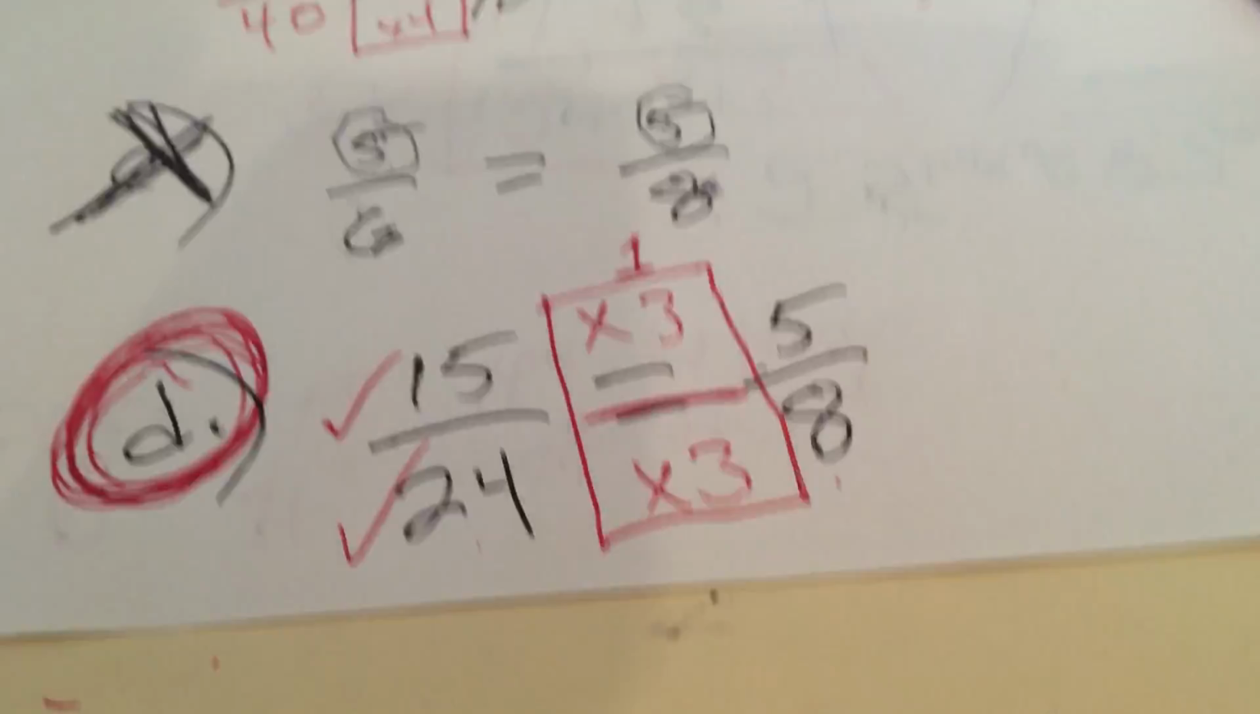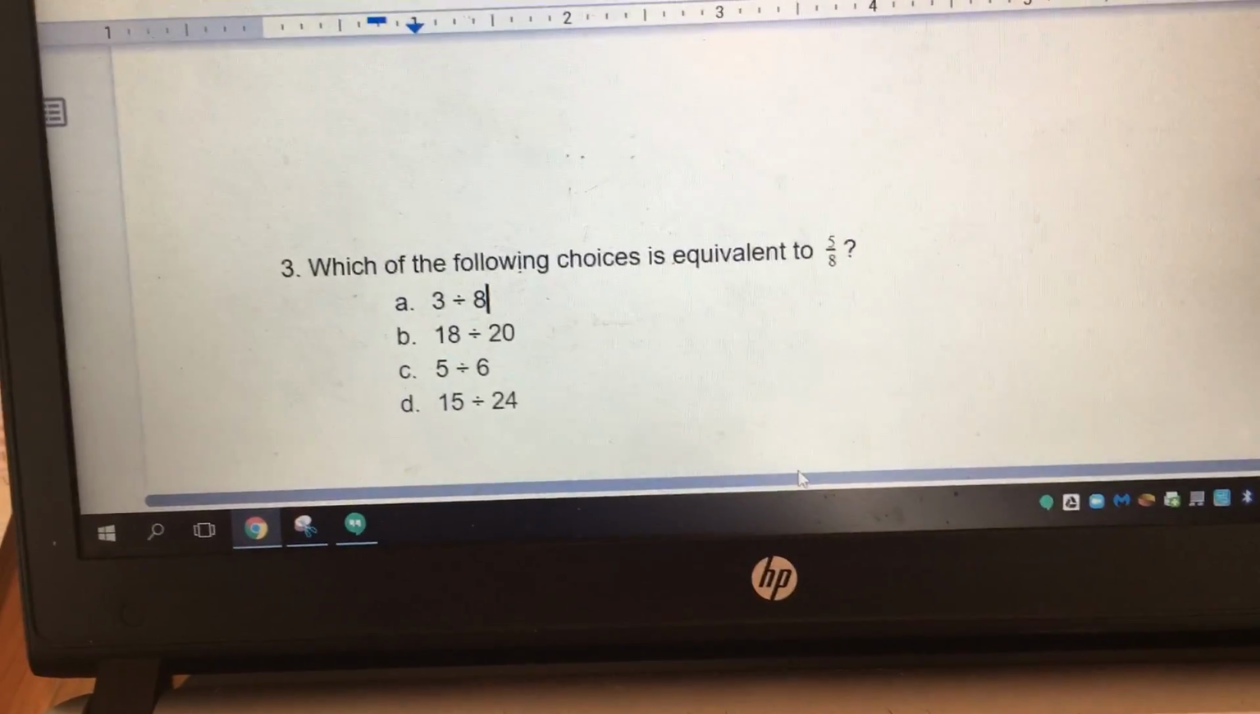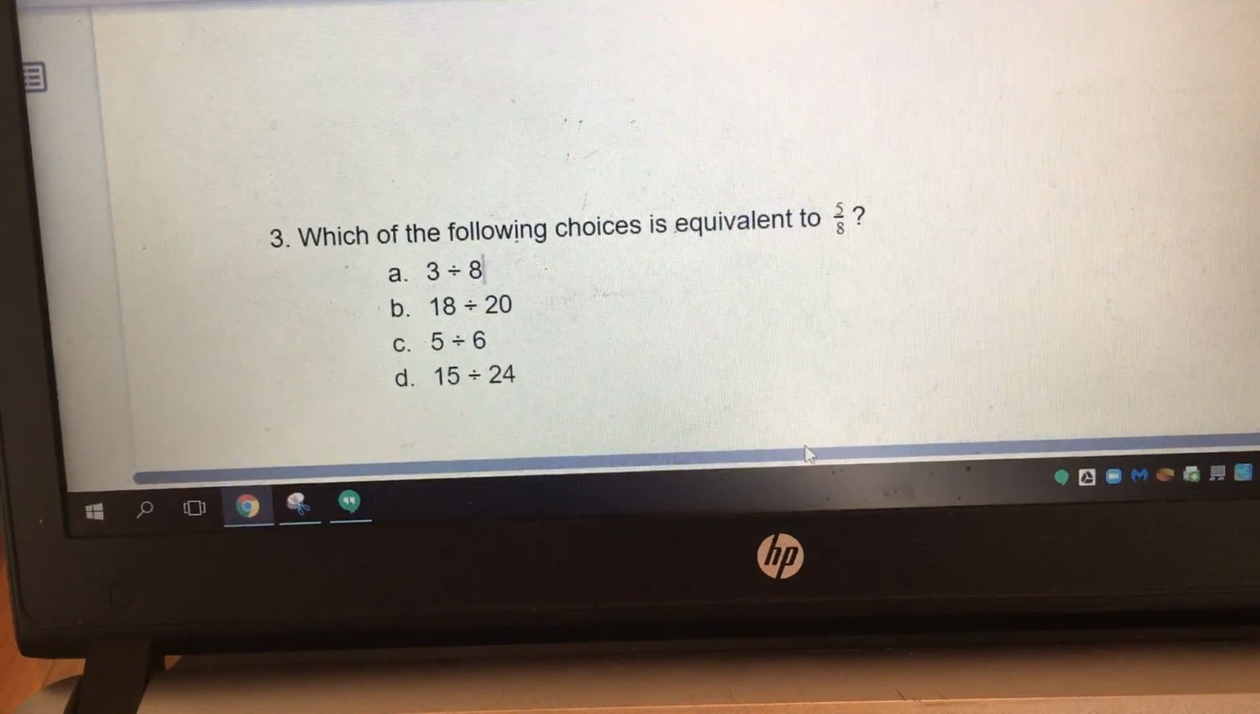The answer for number 3 is D. 15 divided by 24 is 15/24, and that is equivalent to 5/8. So the answer is D.